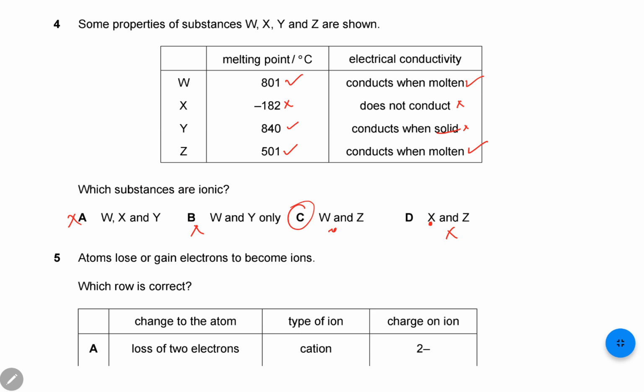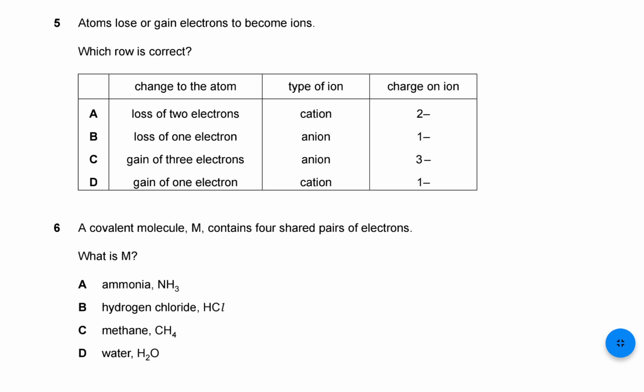Let's look at our last question, number 5. Then we call it a day. Question number 5 says, atoms lose or gain electrons to become ions. Which row is correct? Charge of an atom, type of an ion, and charge on the ion. A, loss of 2 electrons. The loss of 2 electrons, yes. Is the charge positive or negative? Atoms that lose electrons are known as metals, and they are called cations. But the charge is positive and not negative, so A is out.